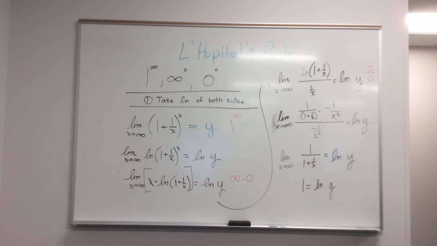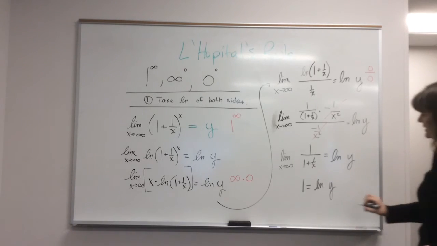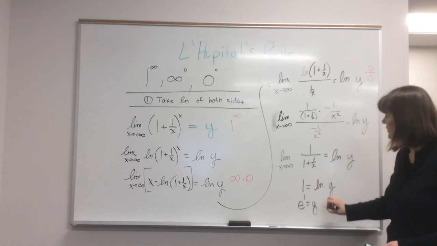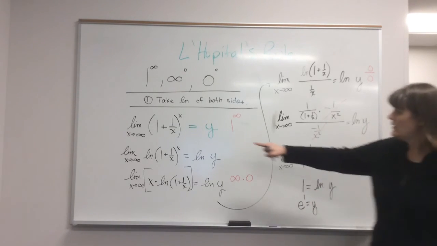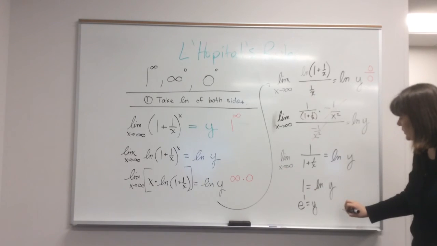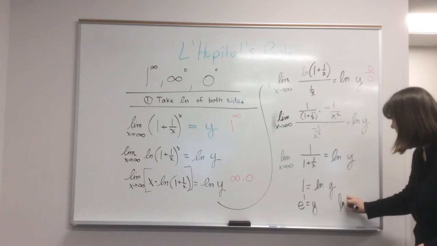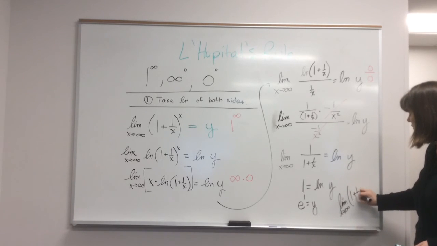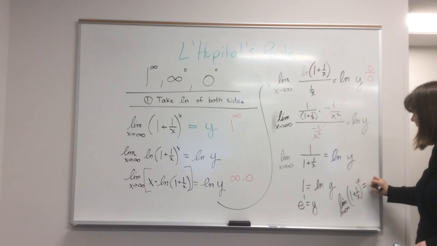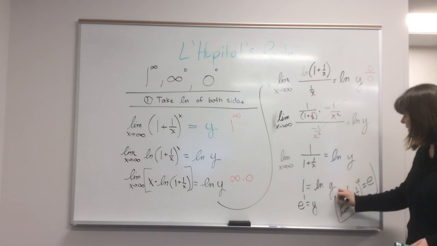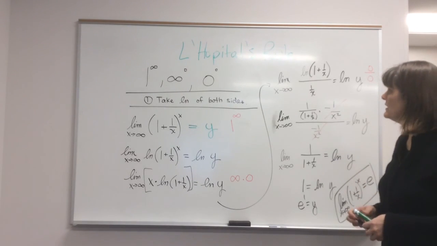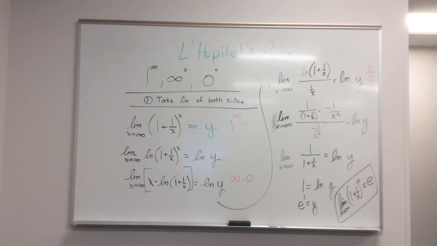How do we solve that equation for y? Just rewrite it in exponential form. E to the 1 equals y. So my limit over here is equal to e. The limit as x approaches infinity of 1 plus 1 over x to the x equals e. You may remember that from pre-calculus when you did compound interest. Those are the three forms.